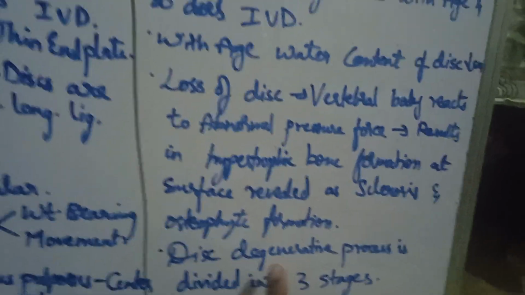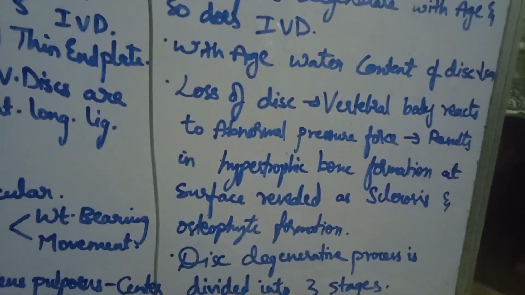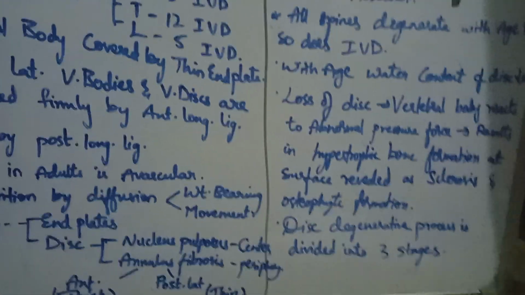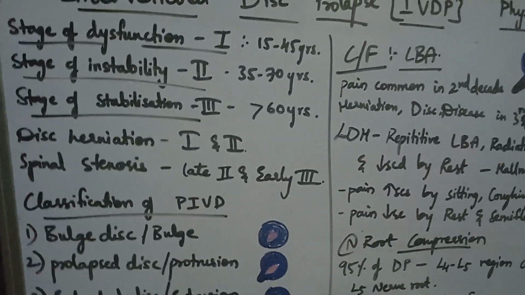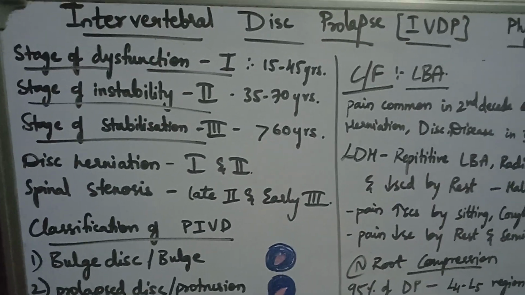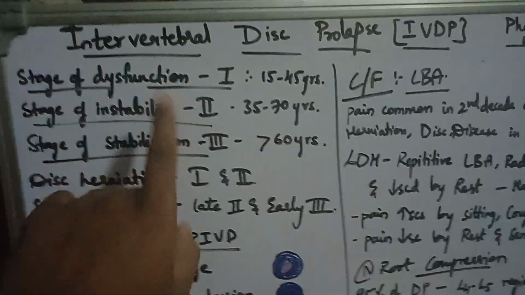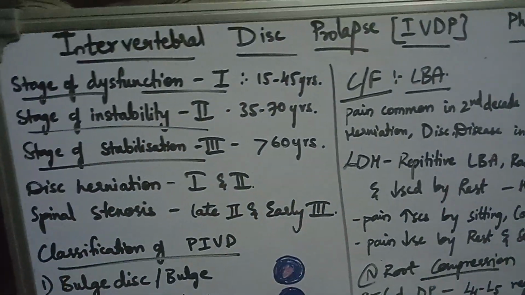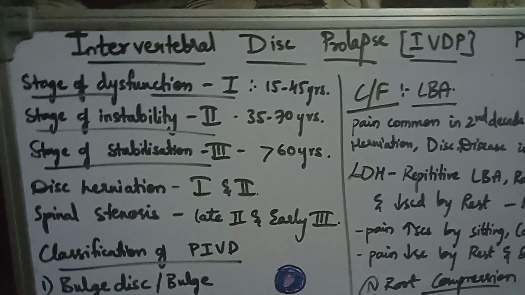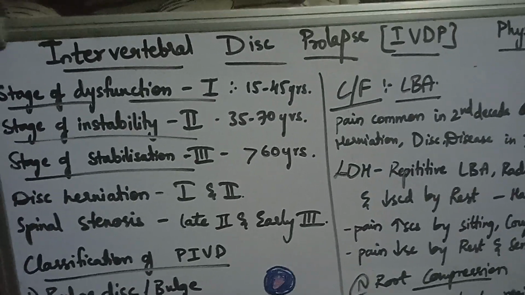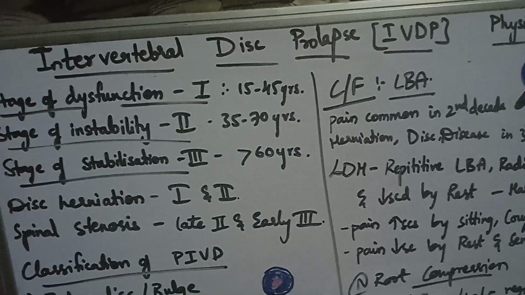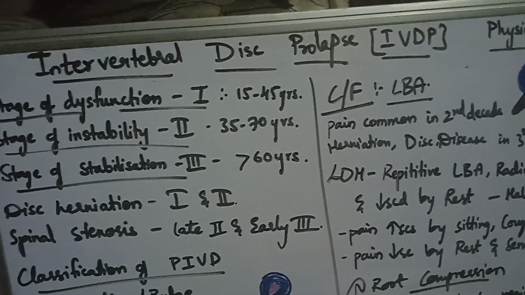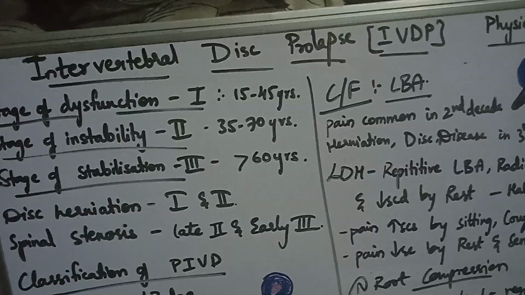The disc degenerative process is divided into 3 stages. In the next slide I'll show you this. The degenerative process of the disc involves 3 stages. The first stage is the stage of dysfunction. This stage of dysfunction occurs at 15 to 45 years of age. Here there will be circumferential and radial tears seen in the annulus fibrosus and also localized synovitis of the facet joint.